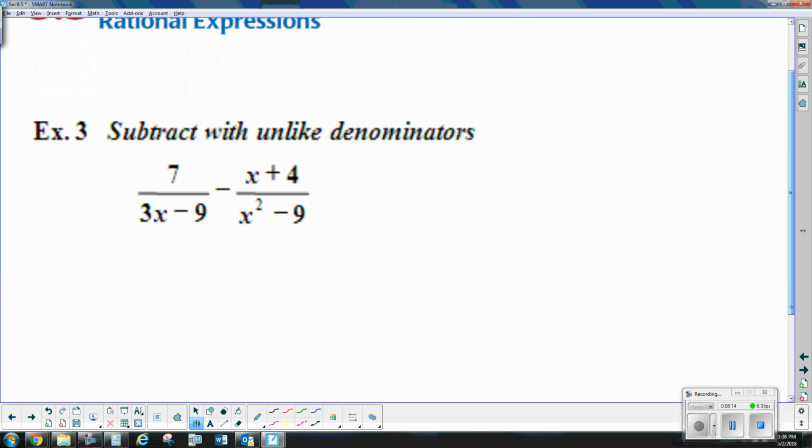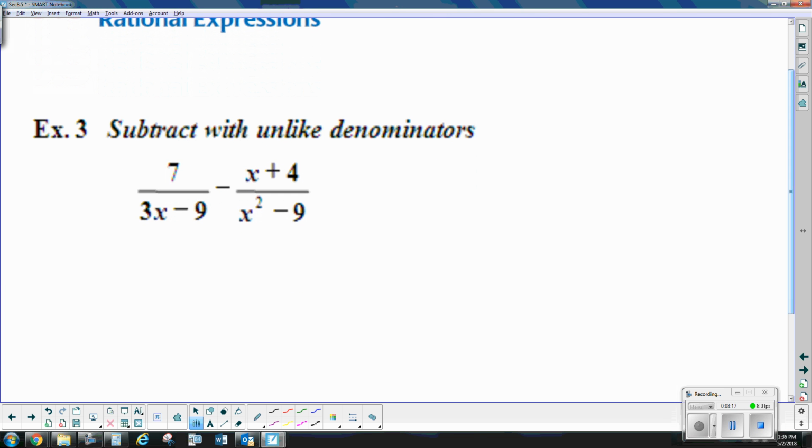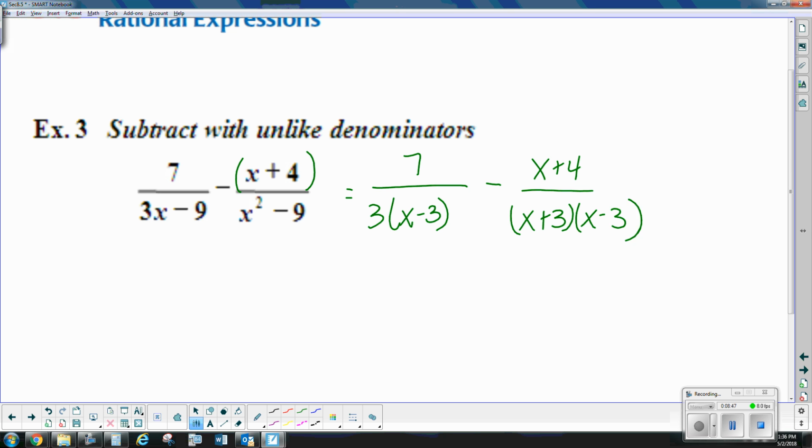Right, let's look at the second example where we're subtracting with unlike denominators. When we subtract with unlike denominators, remember we're subtracting this whole polynomial. So let's start again by factoring, just like we did before. So factor our first term. That's 7 over 3 times x minus 3, minus this whole quantity, x plus 4 over x plus 3 times x minus 3. And then we need to identify our least common denominator.